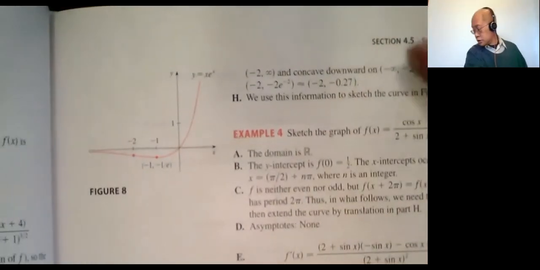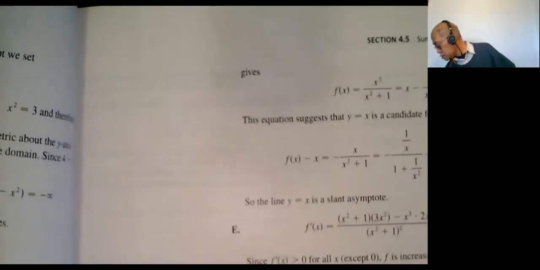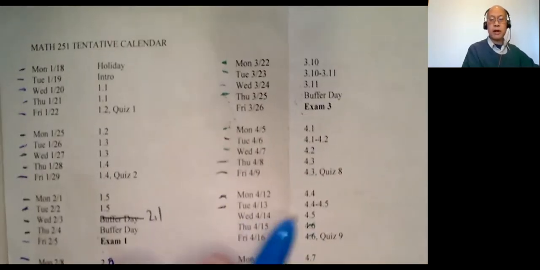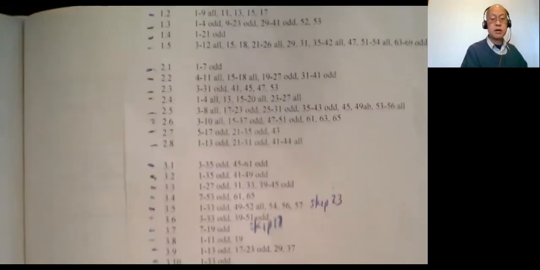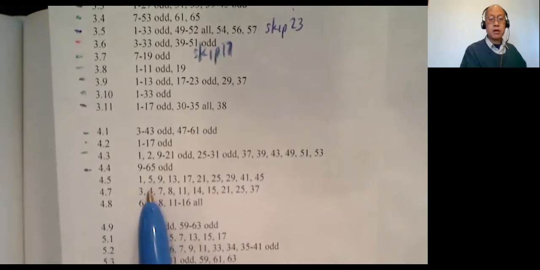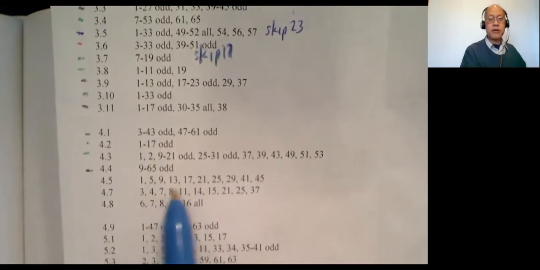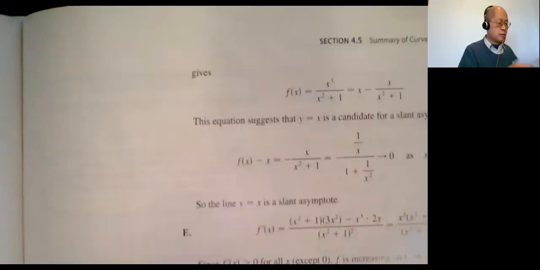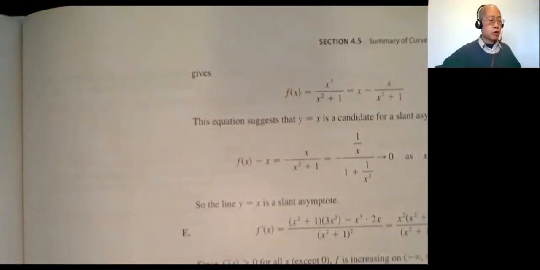Let me just go ahead and show you the problems that we had from it. Let's take a quick look at this again. So I'm pretty much right on par right now, starting 4.5. There's a lot of good problems here. We just don't have time to do them all. So it looks like just about every other odd until 41 and 45. So 45 was the highest problem. So it's more curve sketching.